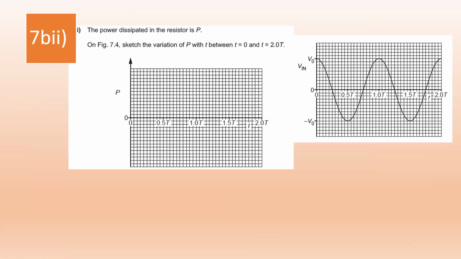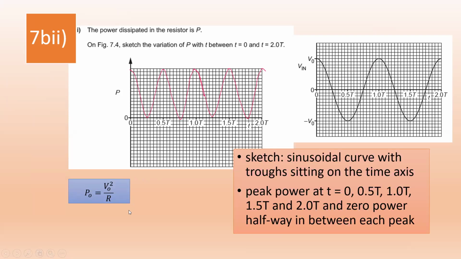Power dissipated in the resistors is P. Sketch the variation of P with time between t equals 0 and t equals T. So basically it's the same as previously. Right? Remember that V naught square over R. Okay, same. That's how they will mark you, give you your 2 marks.